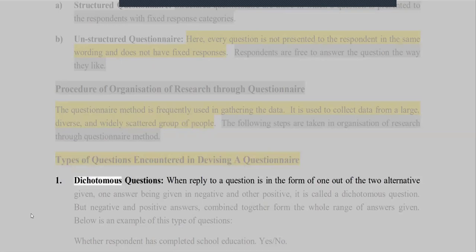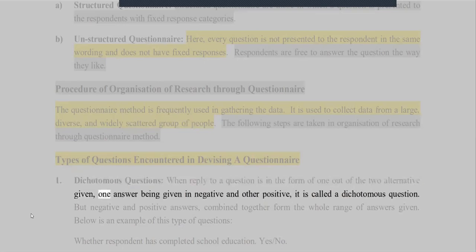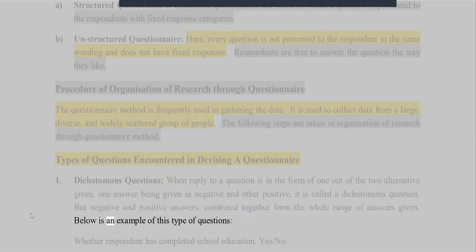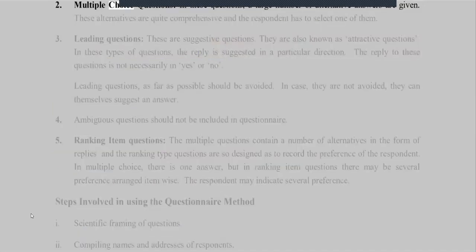1. Dichotomous questions. When the reply to a question is in the form of one out of the two alternatives given, one answer being negative and the other positive, it is called a dichotomous question. But negative and positive answers combined together form the whole range of answers given. Below is an example of this type of question: whether the respondent has completed school education. Yes, no.